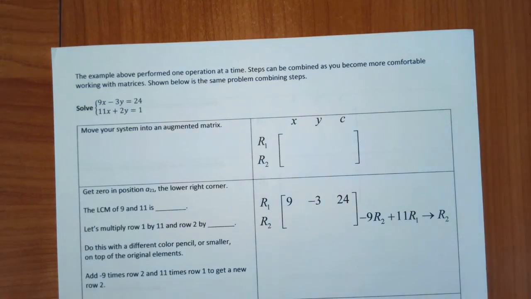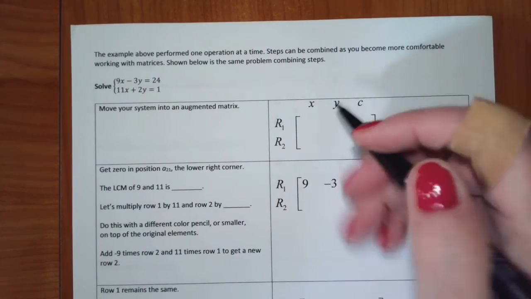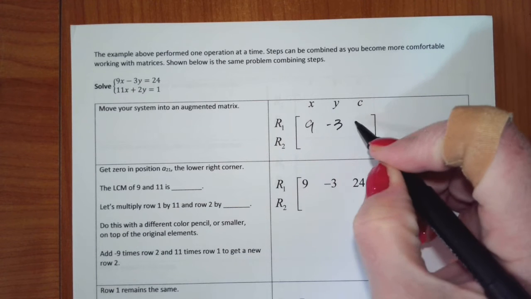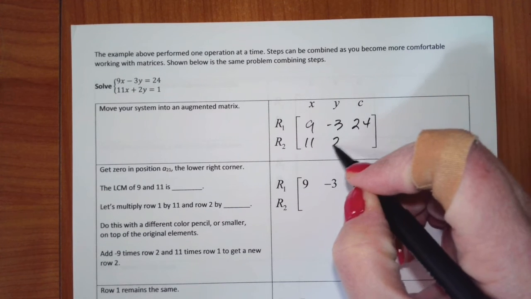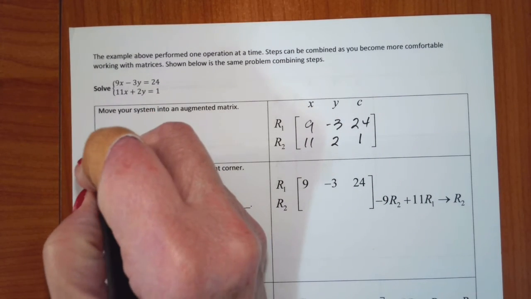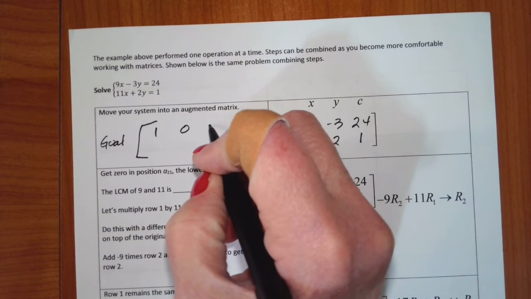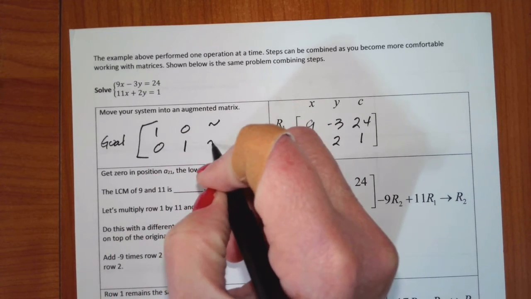Now, that seemed like an awful lot of steps, but I wanted to go through it that way to make sure that you saw what we were doing in each one and how it correlates to what you would do if you were solving it using substitution. But what we're going to do now is start combining steps. Same equation. I'm going to start out with 9, -3, 24, 11, 2, 1. Knowing that my ultimate goal is to get 1, 0, some number, 0, 1, some number.